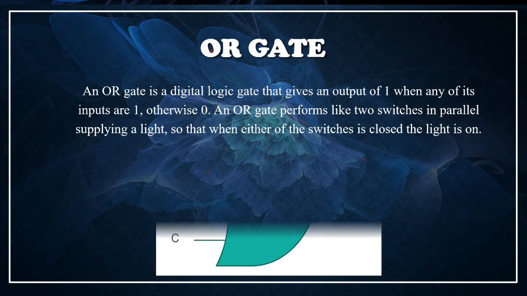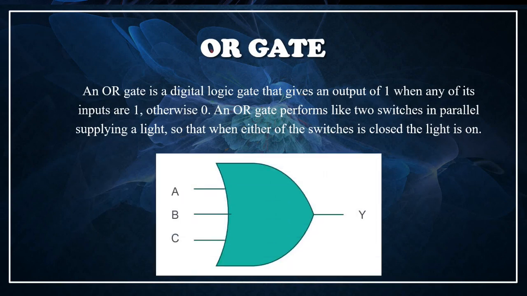OR gate. An OR gate is a digital logic gate that gives an output of 1 when any of its inputs are 1, otherwise 0. An OR gate performs like two switches in parallel supplying a light, so that when either of the switches is closed, the light is on.